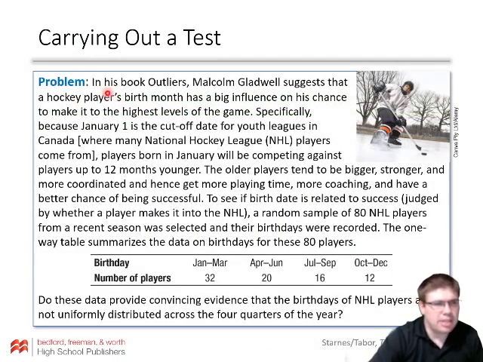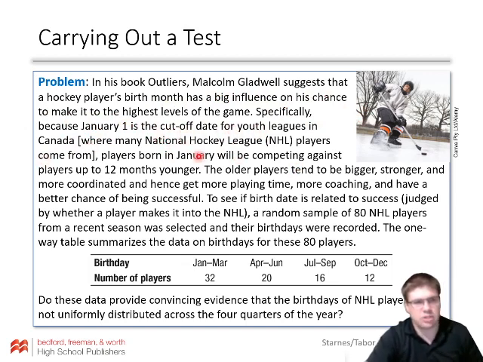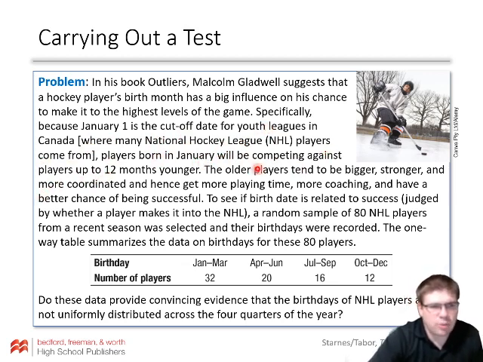In his book Outliers, Malcolm Gladwell suggests that a hockey player's birth month has a big influence on his chance to make it to the highest levels of the game, specifically because January 1 is the cutoff date for youth leagues in Canada, where many National Hockey League players come from. Players born in January will be competing against players up to 12 months younger. The older players tend to be bigger, stronger, and more coordinated, and hence get more playing time and more coaching, and have a better chance of being successful.